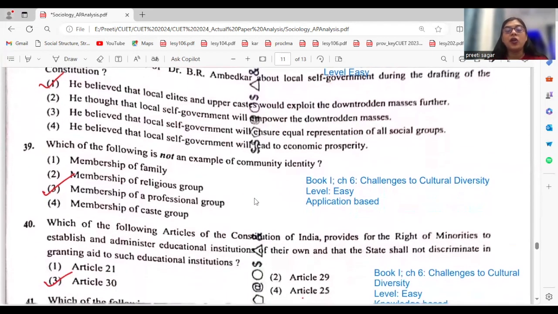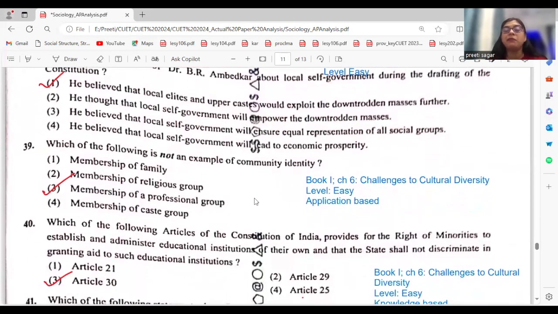Which of the following is not an example of community identity? That is membership of a professional group, because community identity is based on family, religious groups, caste groups, and so on, ethnicity. So 3 is the right answer.